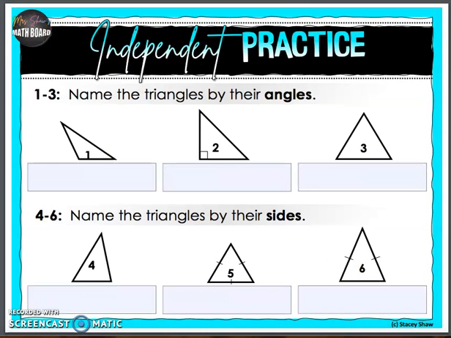Okay, here's your independent practice. You've got 6 problems. Numbers 1 through 3 are classifying triangles by their angles, so you just write in the name of the triangle in each one. And numbers 4, 5, and 6, you're naming the triangles by their sides. So you just write what kind of triangle it is in there.